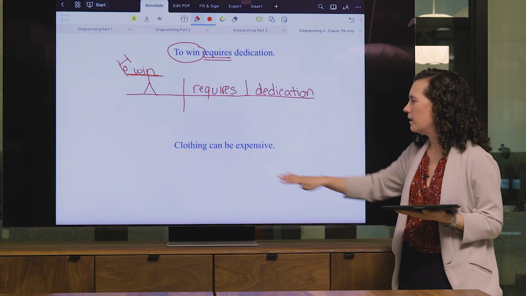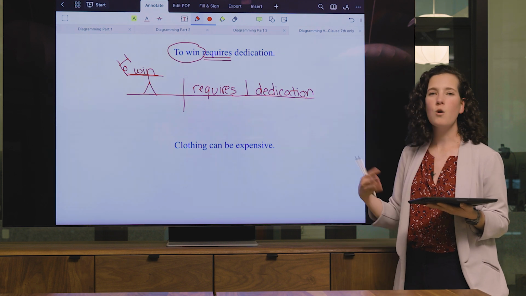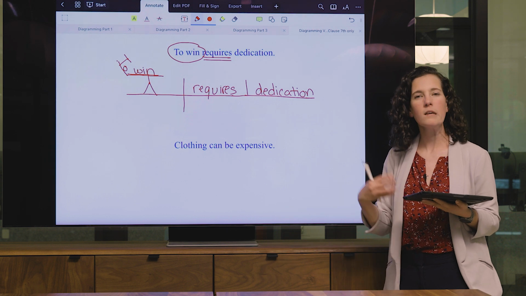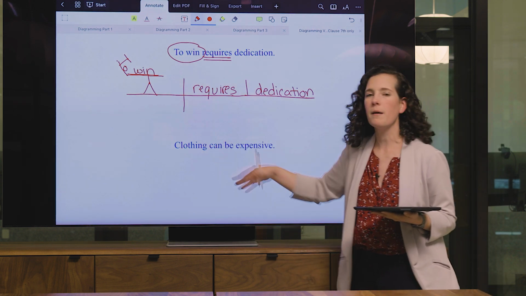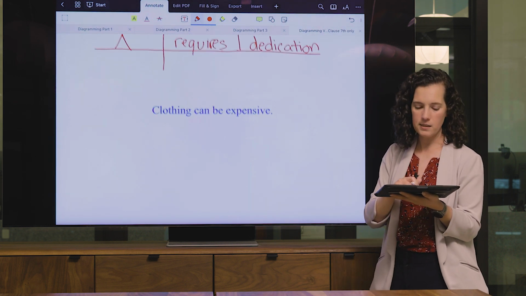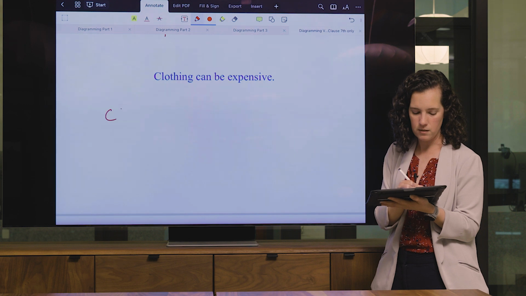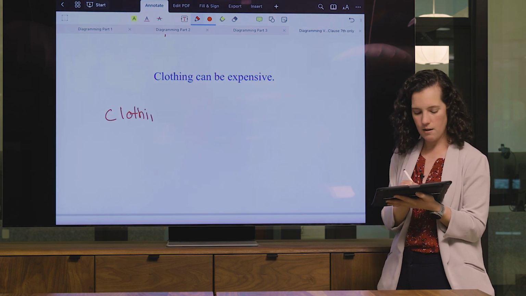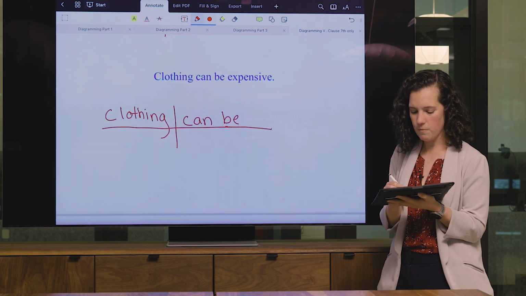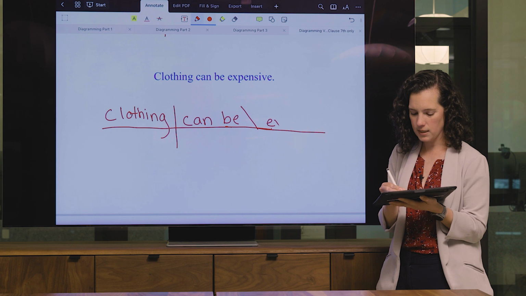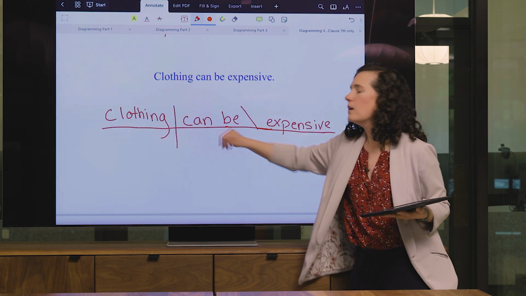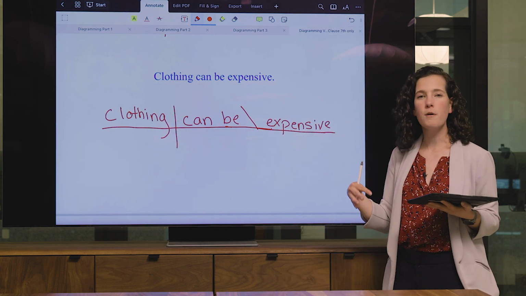Clothing can be expensive. This ends in ing, but clothing isn't taken from some sort of verb. To clothe something is a verb, but in this case, it's just talking about the noun clothing. A piece of clothing that you wear can be expensive. So in this case, this is just a regular sentence with a regular subject and a regular verb. Expensive, you may not have learned yet, is called a predicate adjective and is diagrammed like this. But clothing is not a gerund. It is not coming from a verb.